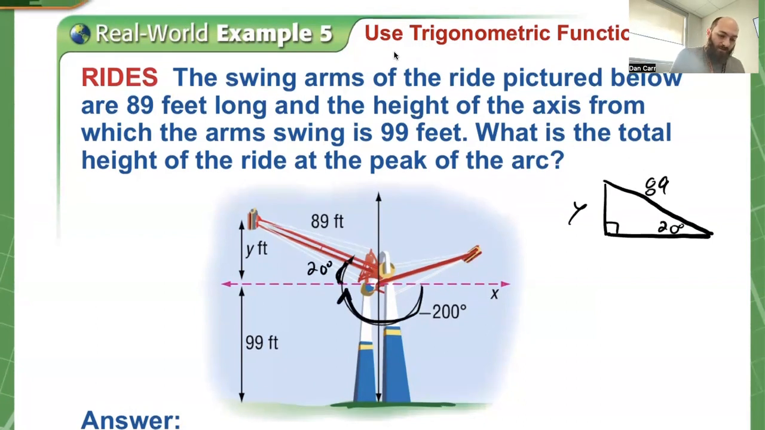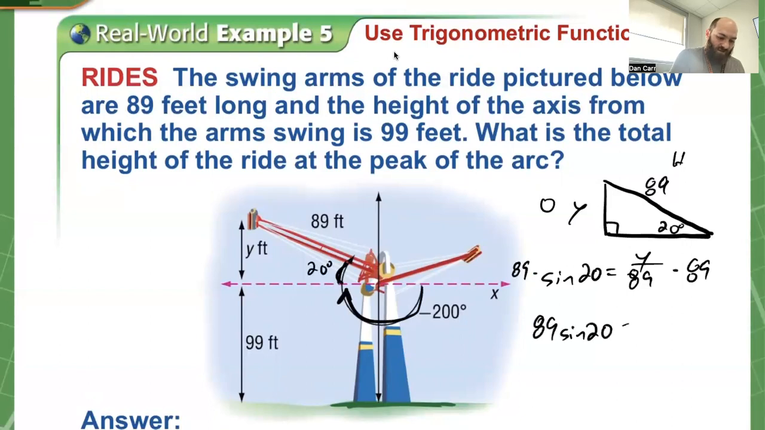We've got opposite and hypotenuse, so I'll set it up with sine. Sine of 20 is equal to y over 89. Multiply both sides by 89. So 89 times the sine of 20 is equal to our y distance. I'll plug that in my calculator real quick. Sine of 20 comes out to 30.44, so 30.44 equals y.